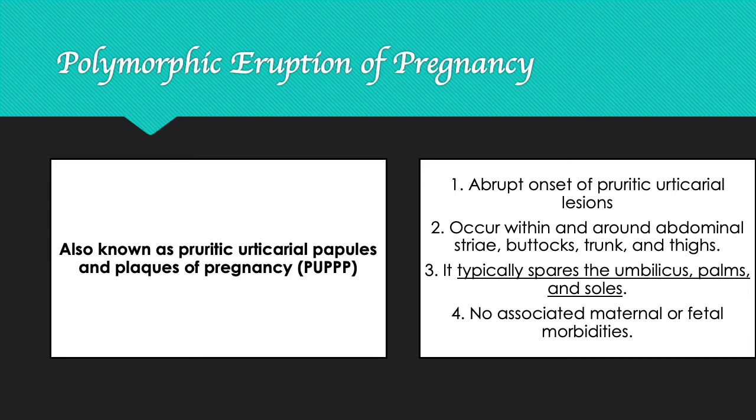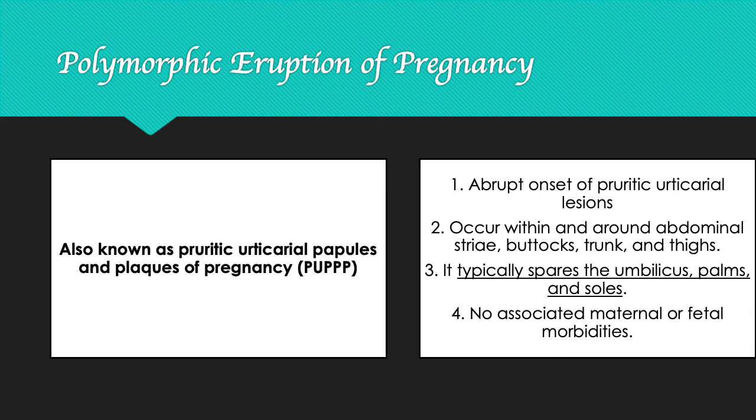As you'll see in the next photo, this usually happens pretty abruptly. It's usually a rash that occurs around the striae that are already on the belly. It's these plaques that coalesce together, and it can also occur on the buttocks, the trunk, and the thighs. It usually spares the umbilicus, and also spares the palms and soles. And fortunately, this rash is not associated with maternal or fetal morbidity.